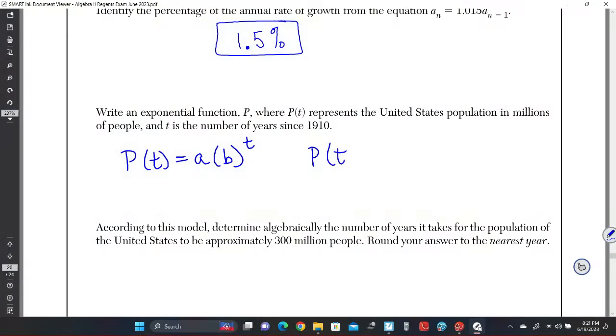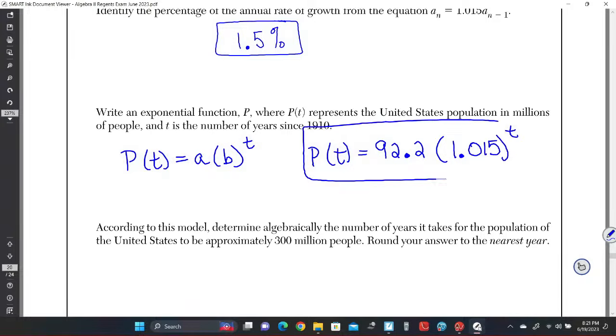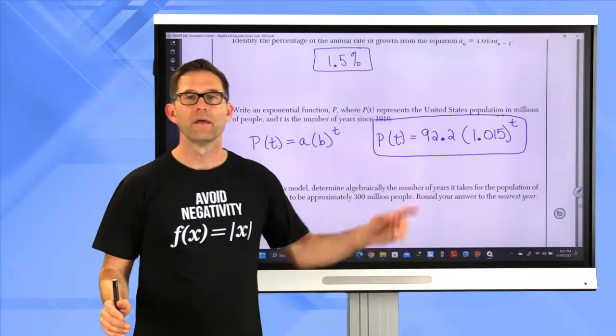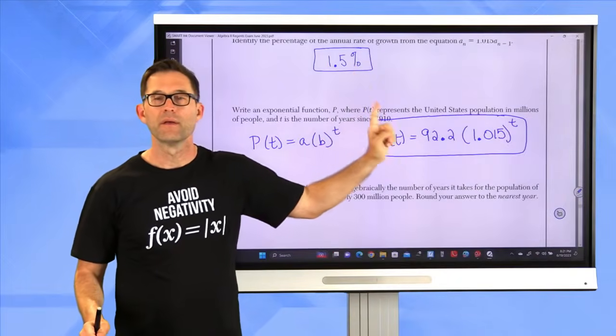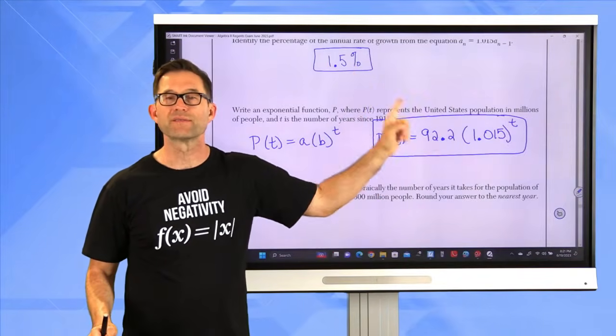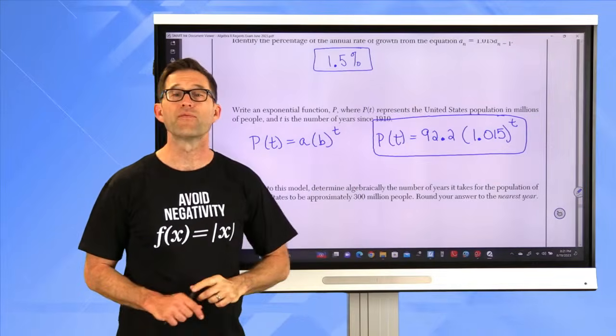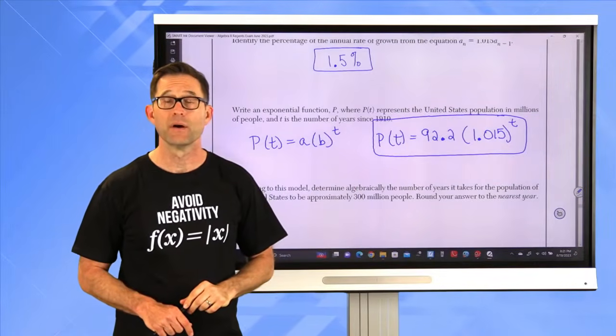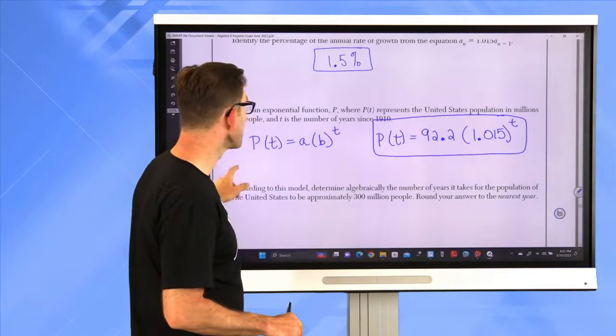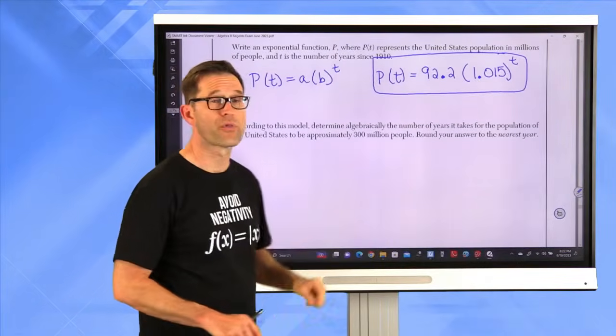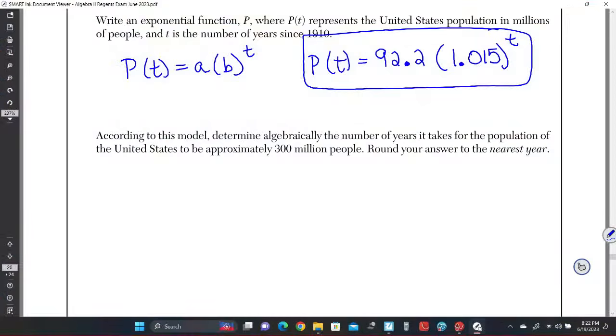P of t is 92.2 times 1.015 raised to the t. Now again, thinking about a 6-point problem, this is 1 point, and this is 2 additional points, so that's a total of 3 points so far. Now, let's take a look at the last part of the problem, which should be worth the other 3 points.